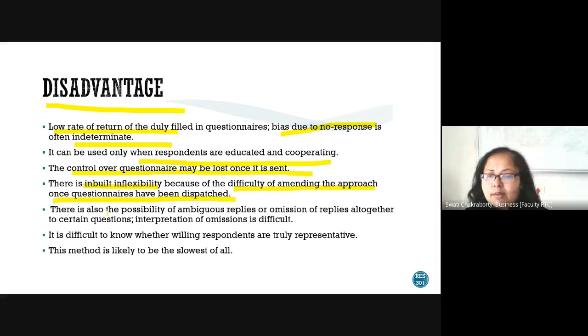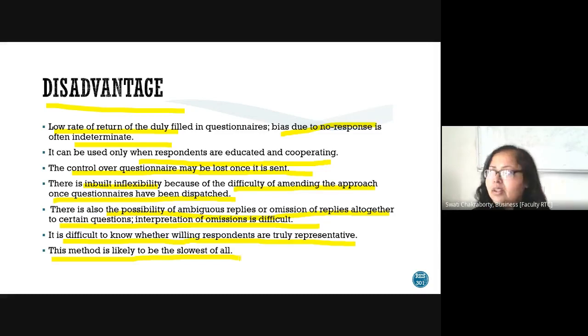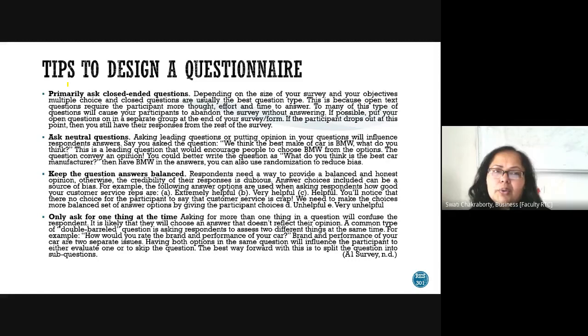There's also the possibility of ambiguous replies or omission of replies altogether to certain questions. Interpretation of omission is difficult. It's also difficult to know whether willing respondents are truly representative, right? And this method is actually the slowest of all the methods. Some of the tips to design a questionnaire: primarily ask close-ended questions.